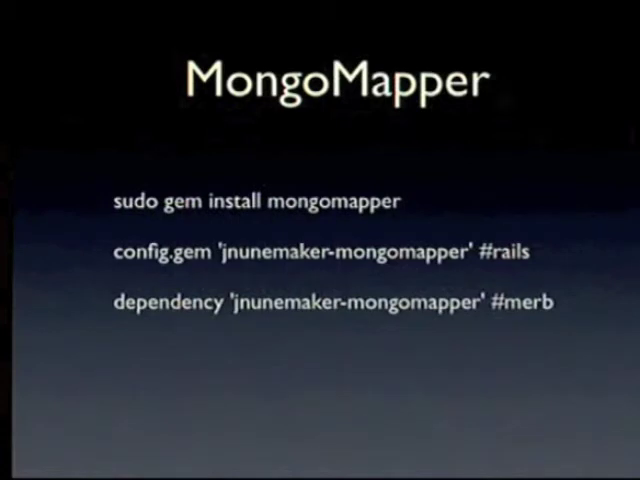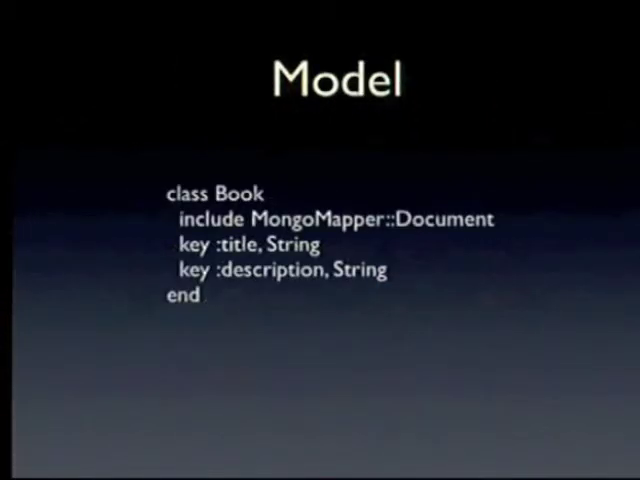So to get started, for MongoMapper, this is where I kind of leave the Python guys. Sudo gem install MongoMapper, config gem. Model looks like this. So instead of ActiveRecord with it inheriting, you include it in there. And your keys, which is your schema. There's no migrations or anything like that. Kind of like using Data Mapper, except the database itself doesn't need migrations.